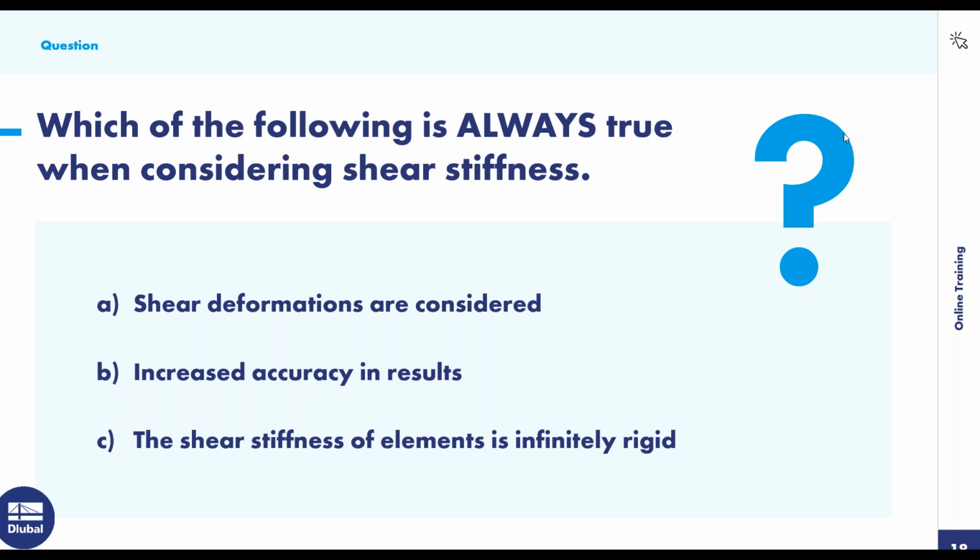B, increased accuracy in results, is not true for all plates. For thin plates, the results don't really change much. Mostly for thicker plates, the results will change and the accuracy will be increased. And for C, the shear stiffness of elements is infinitely rigid, this is not true because when shear stiffness is considered, the stiffness of the element isn't infinitely rigid. So that is that question.